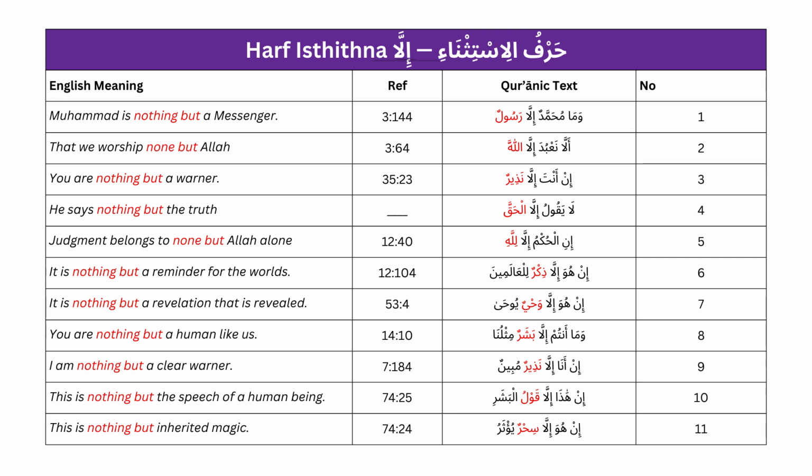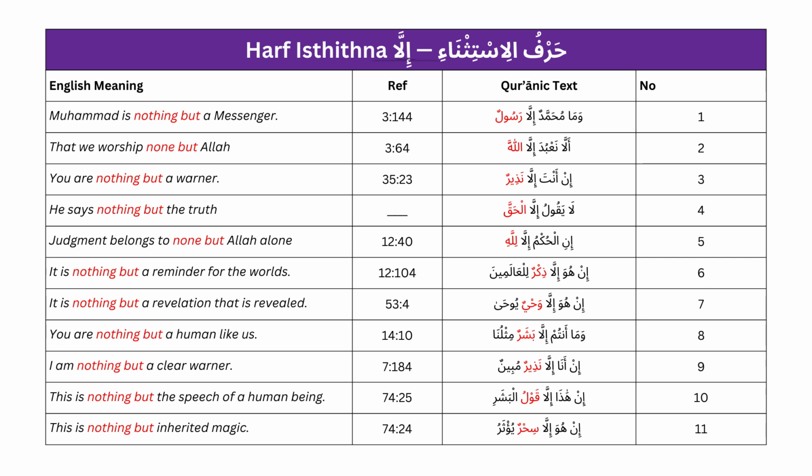Ninth example, In ana illa nadhirun mubin. I am nothing but a clear warner. 7:184. Again, in gives negation, and Illā restricts the statement. The Prophet ﷺ is only a clear warner. The word nadhirun appears as khabar marfu.